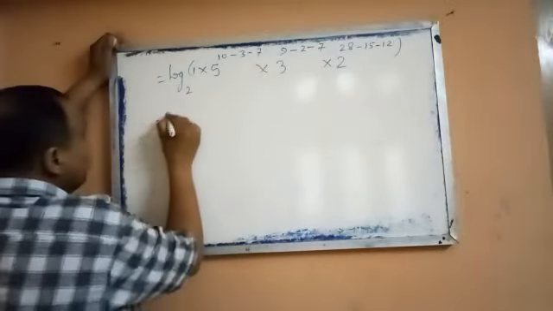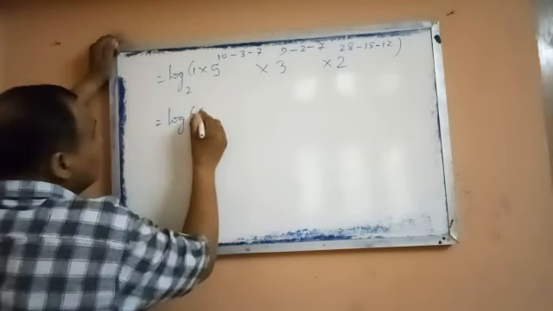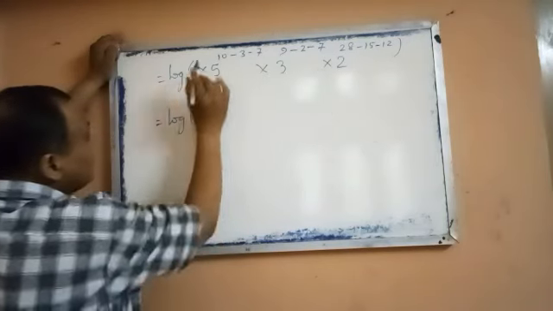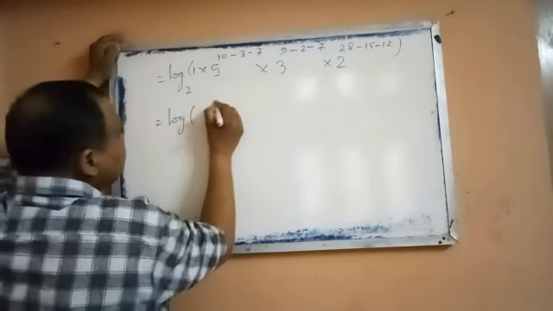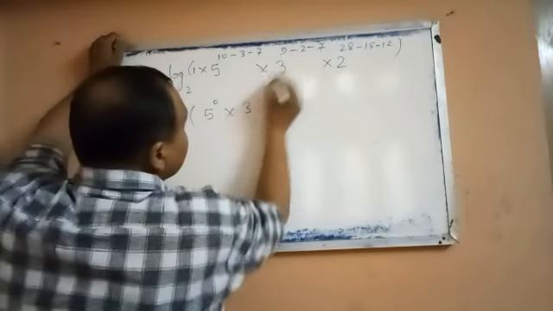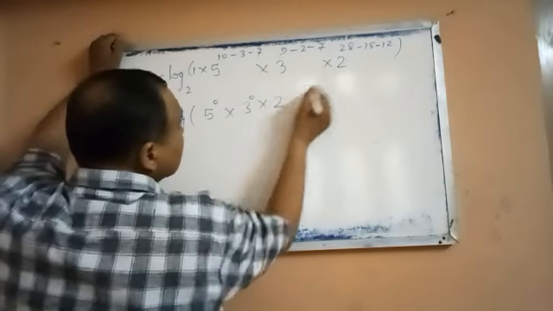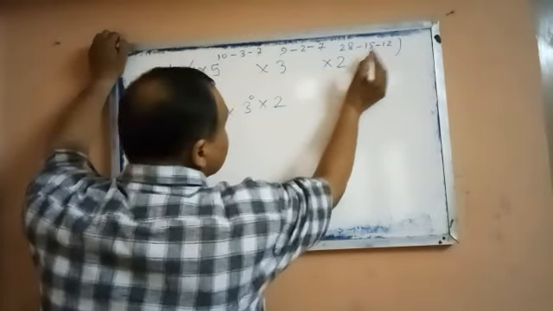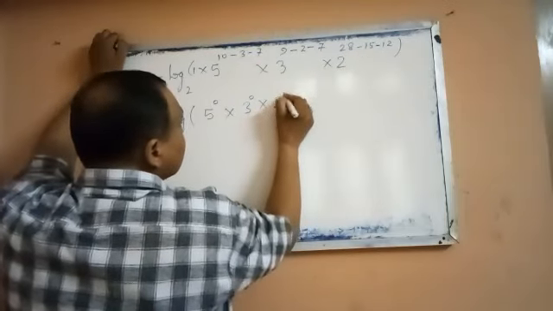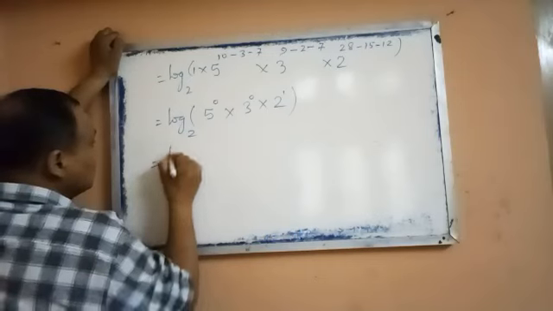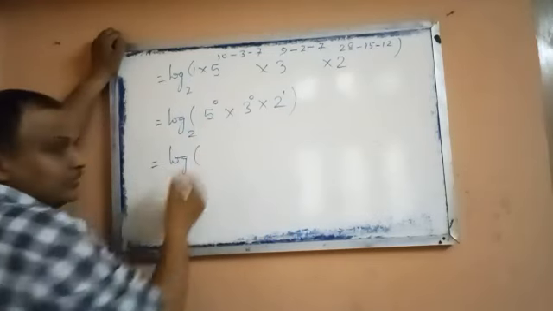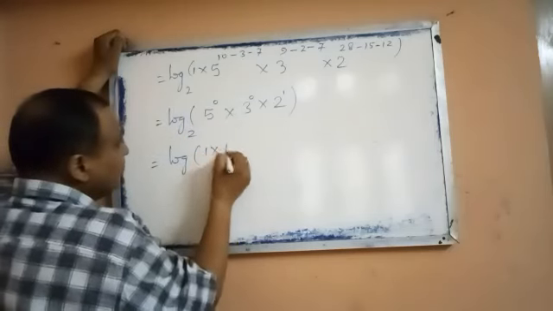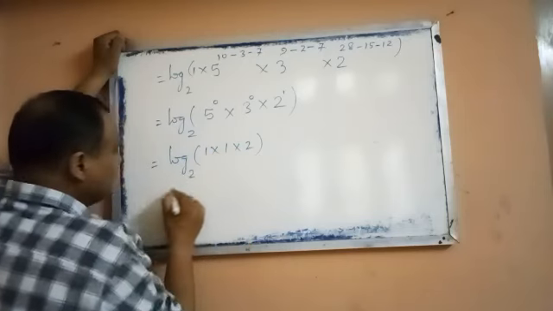Now you see log, 1 into anything is whatever the existing number is. So we will not write 1. 5 to the power 10 minus 10, 0, 3 to the power 9 minus 9, 0, then 2 to the power 28 minus 15 minus 12 minus 27. So 28 minus 27, 2 to the power 1 with respect to base 2. So what we got, if we know in indices form, if the power of any base is 0, its value is 1. So 1 into 2 with respect to base 2.